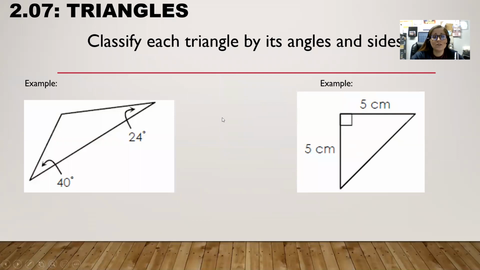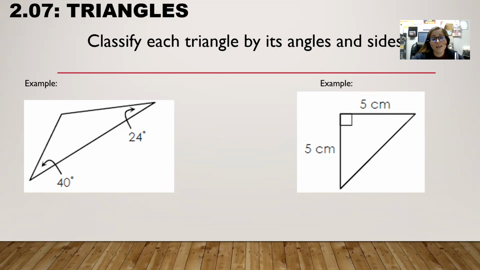So looking at these triangles here, we want to classify each of these triangles by both its angles and its sides. So we want to first look to see what kind of angles each of these triangles have. We can say that this first triangle, we see that we have a 40-degree angle and a 24-degree angle that are labeled. But this last angle, if you turn your head and maybe turn the picture a little bit, you can see that that last angle is going to be greater than 90 degrees. So we could say that that's an obtuse angle.